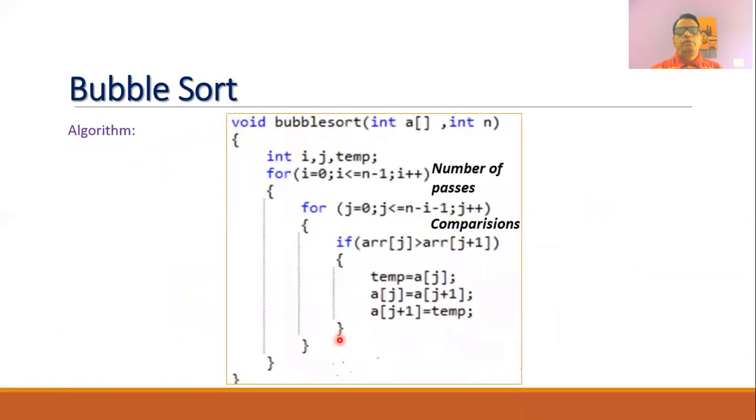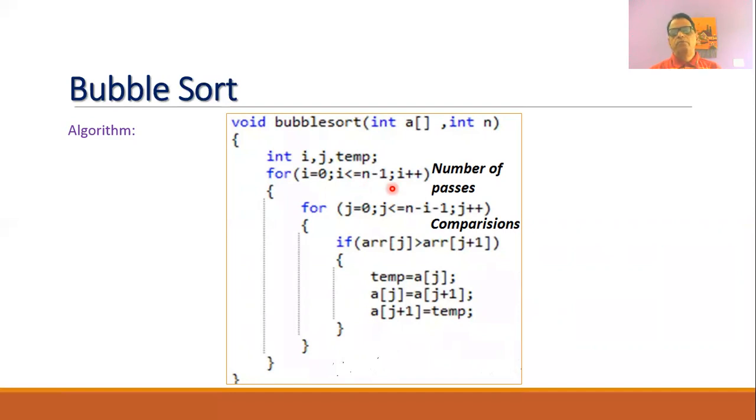So the algorithm for this method can be written by making use of two for loops. The first for loop is used for the number of passes, where the value of i can be 0 to n minus 1. So every time we will check whether i is less than or equal to n minus 1, and we will increment the value of i by 1.